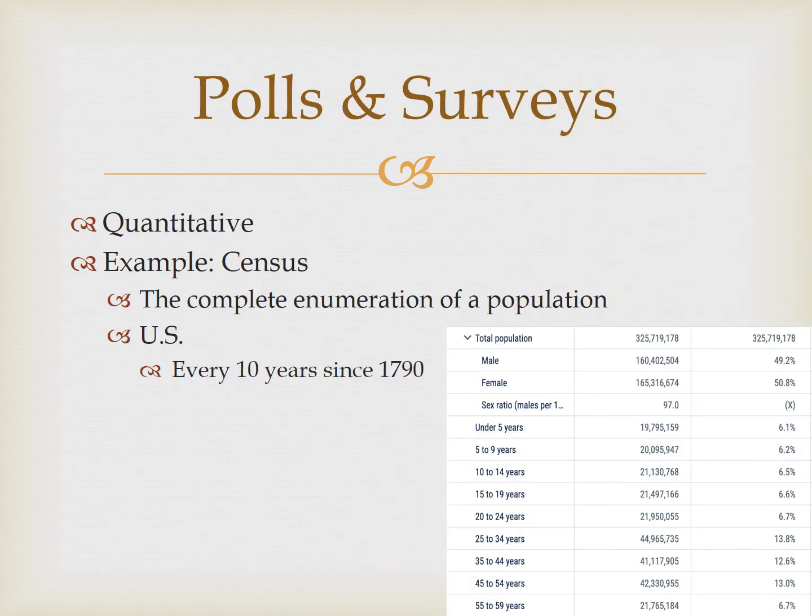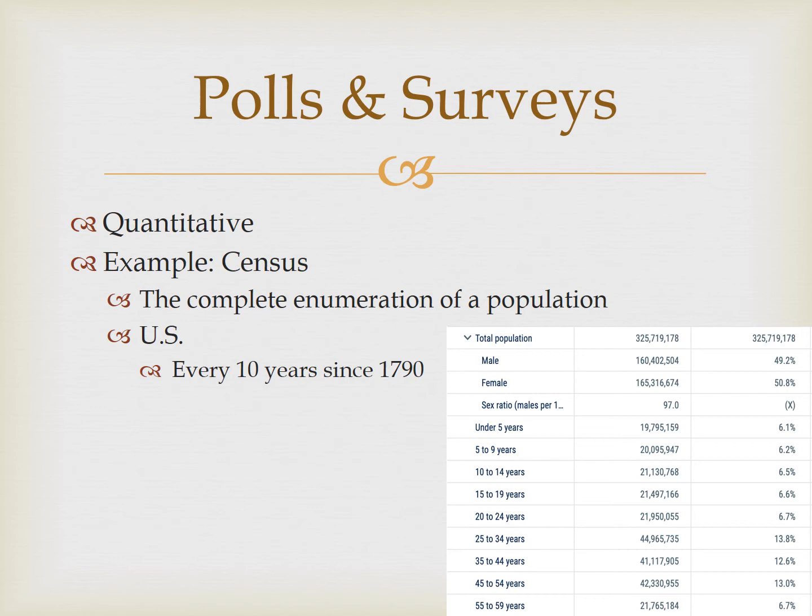Now we're getting into some of the other tools that geographers will use. Next up are polls and surveys. These are tools that collect quantitative data, meaning that it can be measured with numbers. Quantitative, quantity, numbers. Polls and surveys need a lot of participants in order to make this quantitative data reliable and useful. And an example of a really reliable source of quantitative data is the US Census.